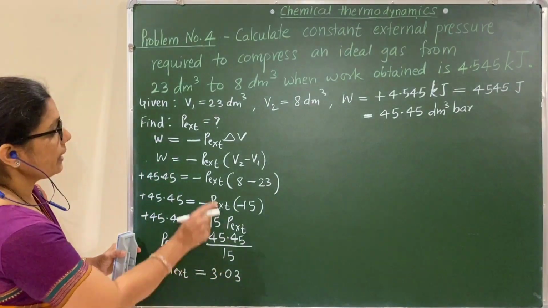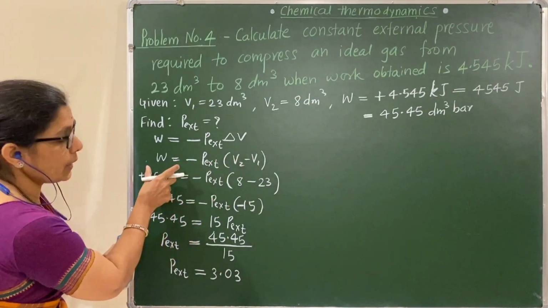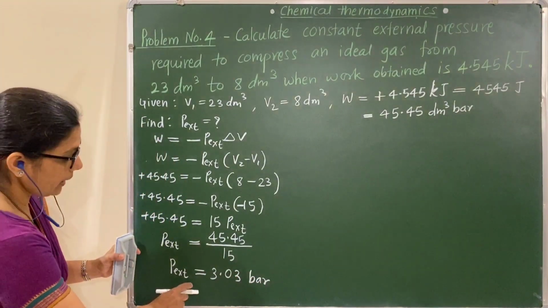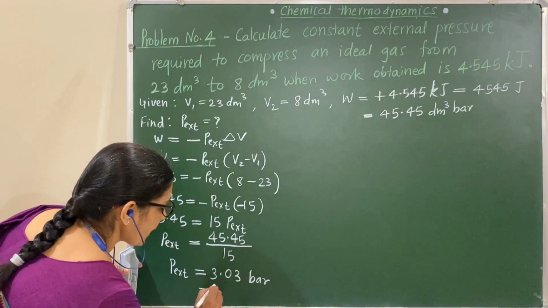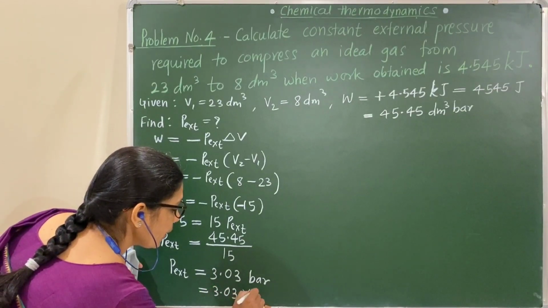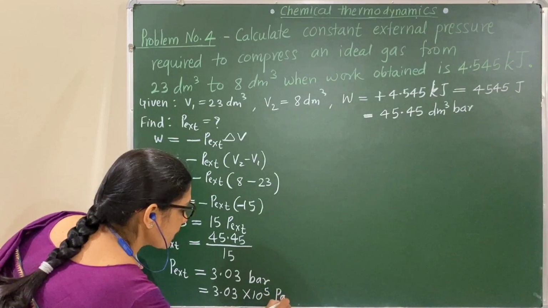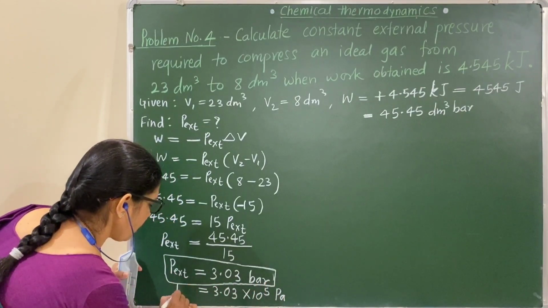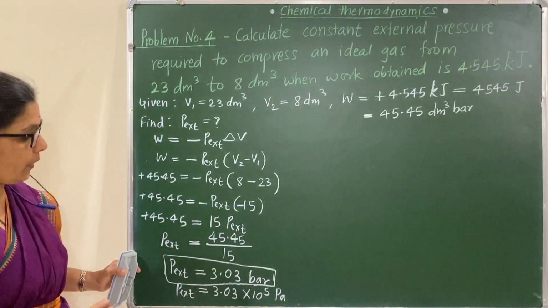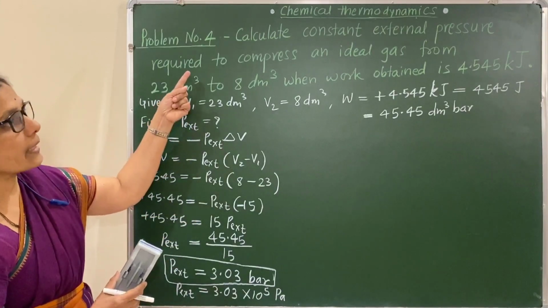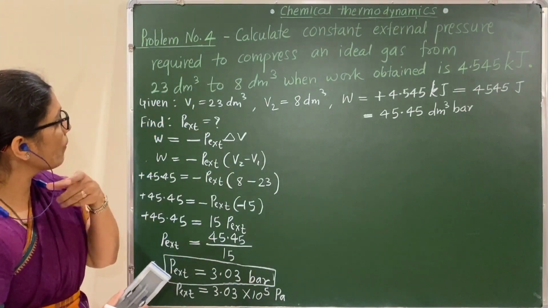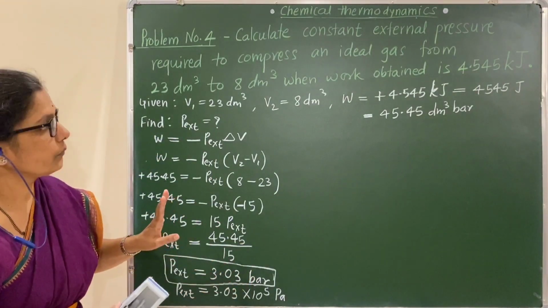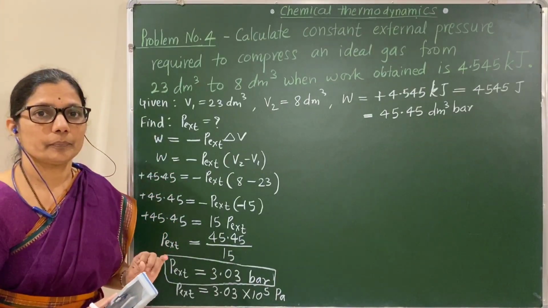Now the unit is dm cube bar divided by dm cube, therefore it is in bar. You can convert it into Pascal: 3.03 into 10 raised to 5 Pascal. You may write either this one or this one; both are correct. This is about the external pressure required. Once again check that what is asked, P external, is determined. That is about the numerical.